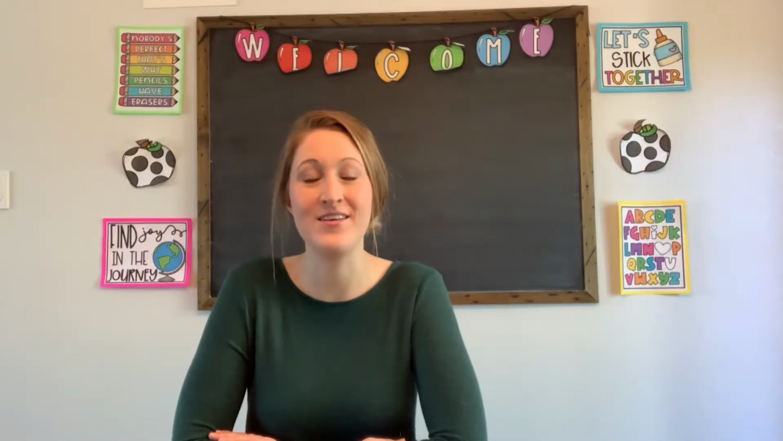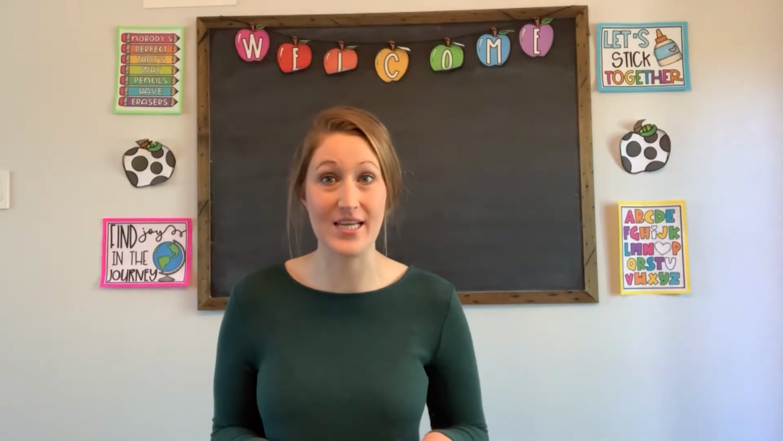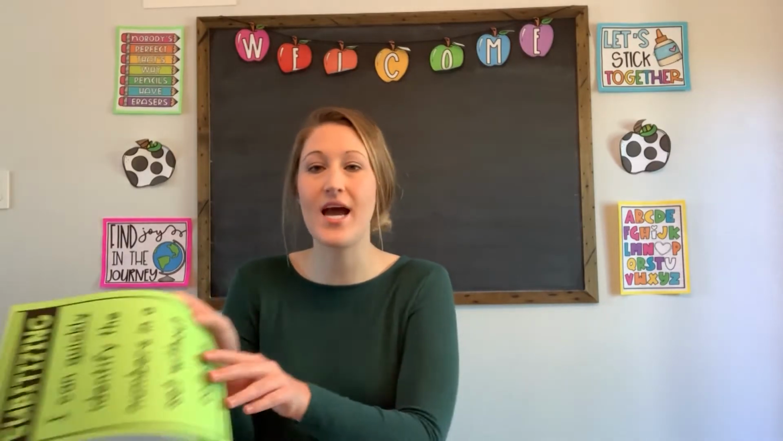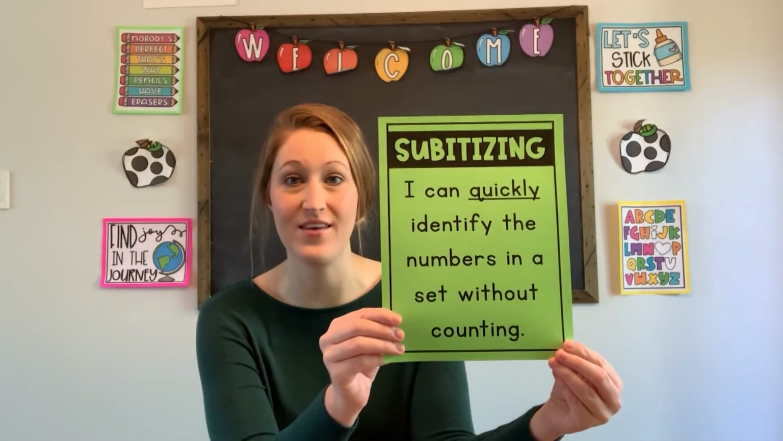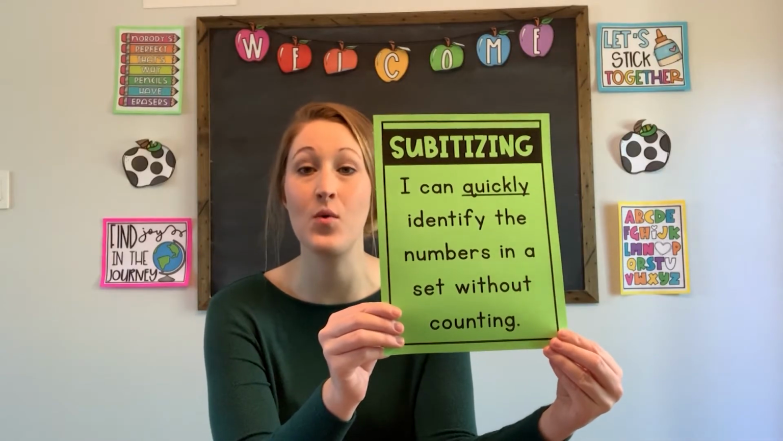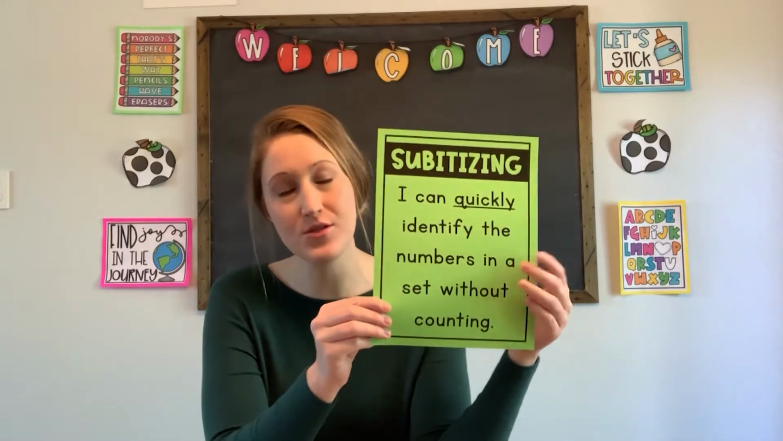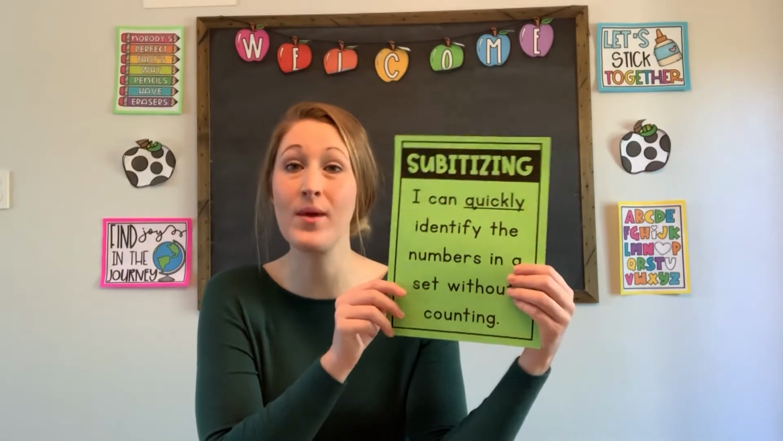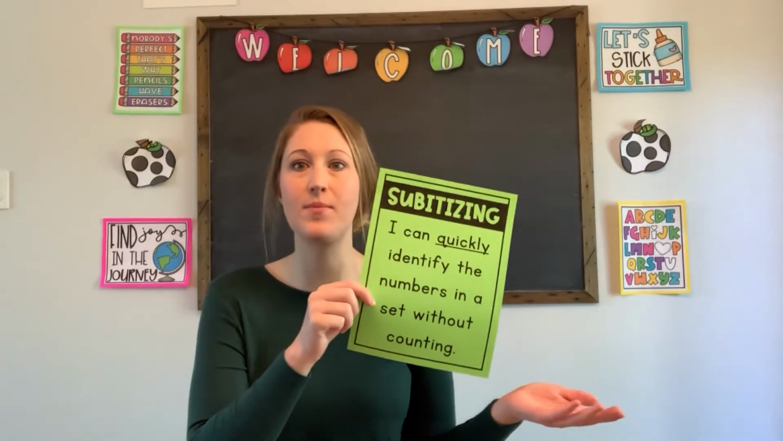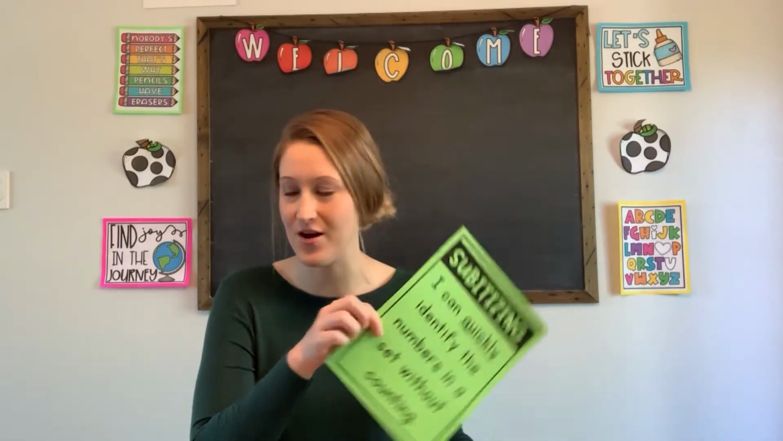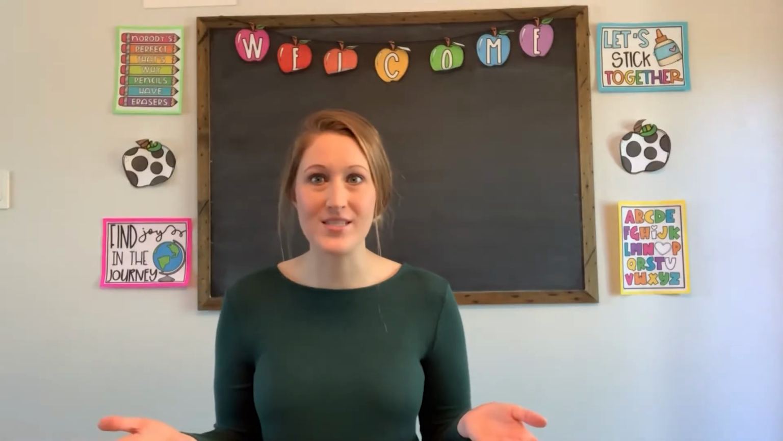So let's get started. This morning we're going to start off with a little bit of subitizing. Now, subitizing means that I can quickly identify the numbers in a set without counting. So that's the end goal. We might need to count in the beginning, but the goal at the end is to be able to just look at a picture and know how many objects there are. So what does that look like?